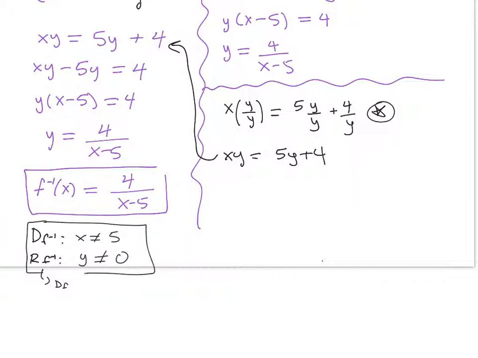If you do give your domain and range in terms of what variables cannot equal something, you must say x for domain and y for range, because the domain are the x's and the range are the y's, right? If you give them as intervals, that's sort of implied. Like you just say negative infinity to 5, union 5 to infinity, and negative infinity to 0, union 0 to infinity. So either way is okay.